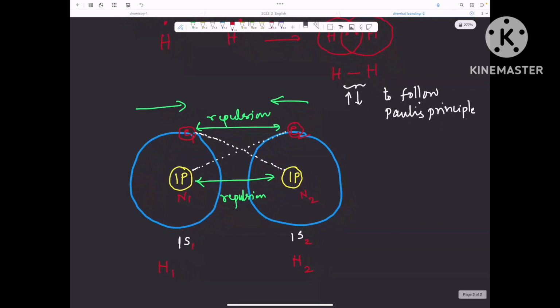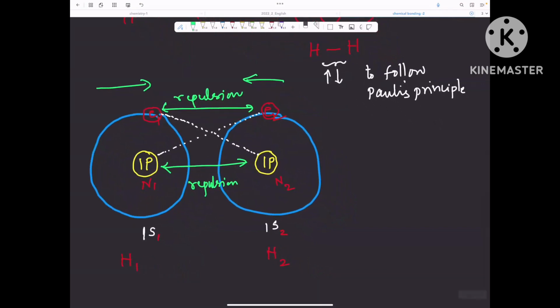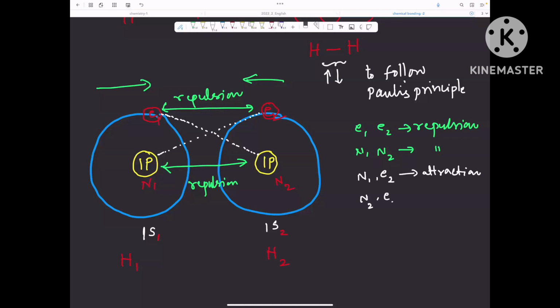Therefore, when two hydrogen atoms are coming closer, what kinds of forces are we developing? Repulsions between N1 and N2. Again, we are experiencing repulsions between E1 and E2, whereas nucleus 1, N1, with the electron of the second hydrogen atom is experiencing attraction, and the nucleus of the second hydrogen atom, N2, attracts the electron E1. This is also called attraction.